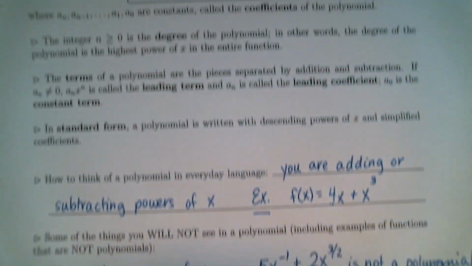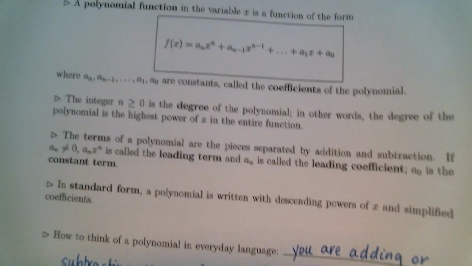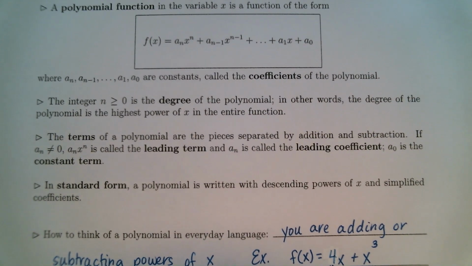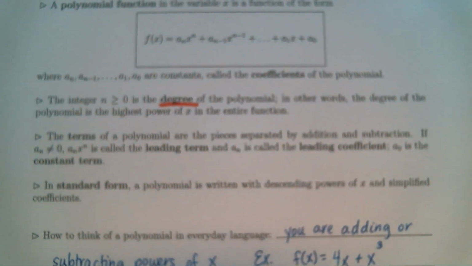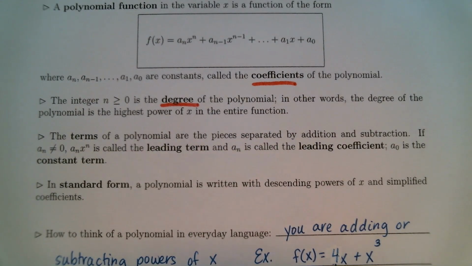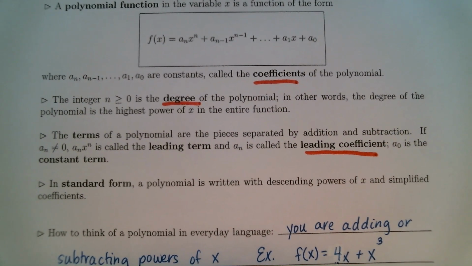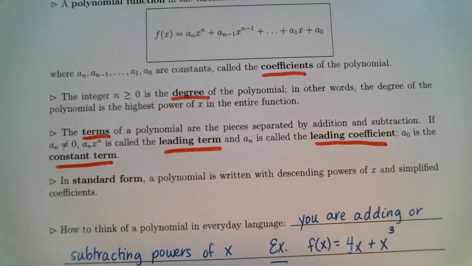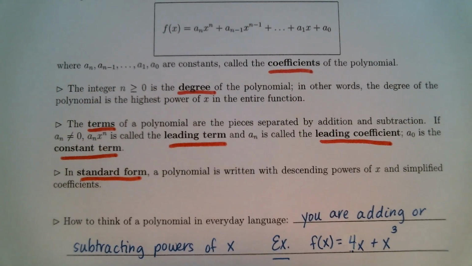All right, so back to up here. Now we have an idea of what a polynomial is. There's a whole lot of terminology associated with polynomials. If you look up here and see the words in bold, we need to talk about what the word degree means. We need to talk about coefficients. Specifically, there's something called the leading coefficient. We can talk about the terms of a polynomial. There's a constant term, a leading term, standard form. So there's lots and lots of terminology that goes along with polynomials.